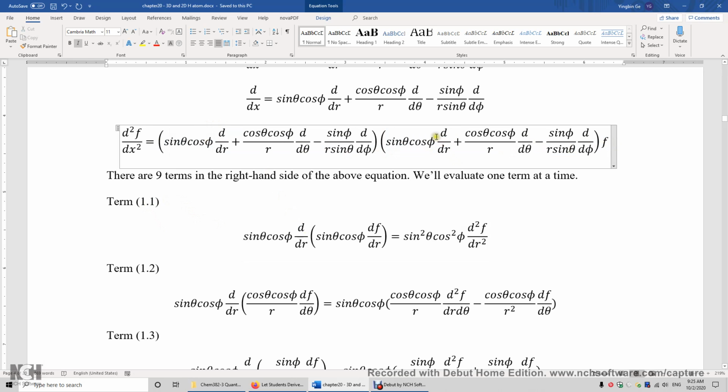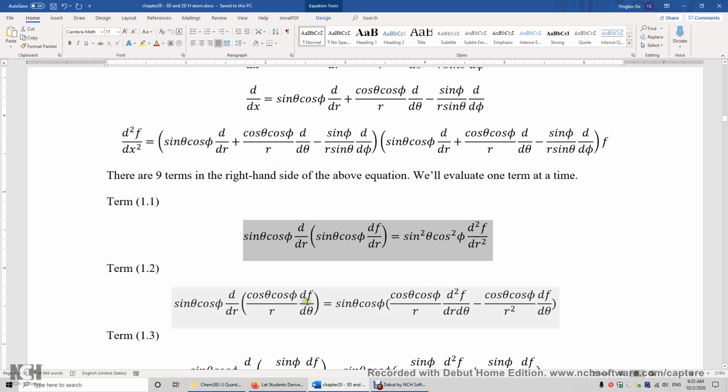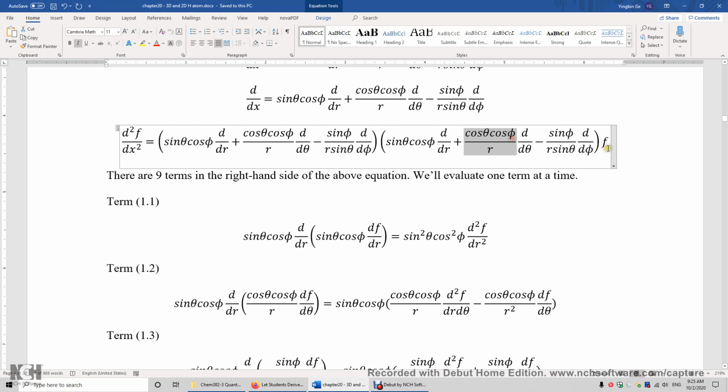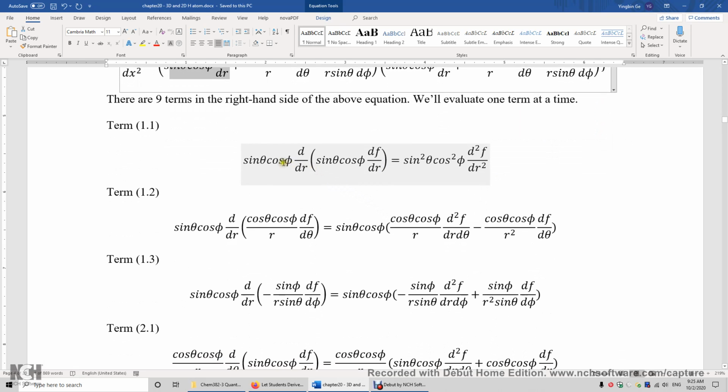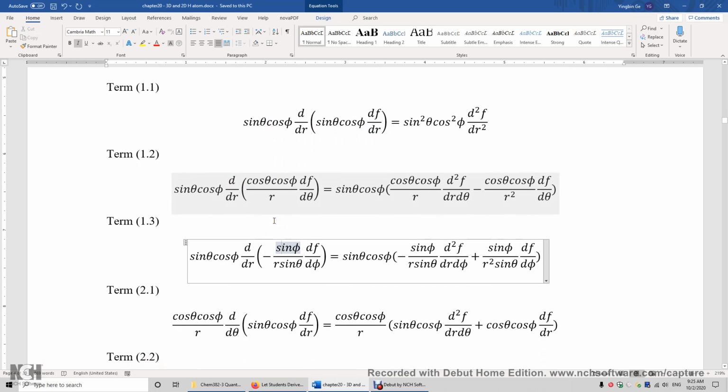Okay, and then whatever the result is, I'm going to apply this again to that result. So you get this thing here. What about 1.2? That means we're going to apply this second term to f first, and then apply this first term to the result. So now you can see there are 9 terms. This is first term, second term, first term, third term, etc., etc.